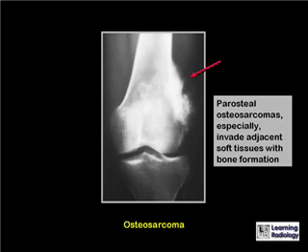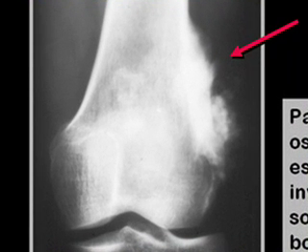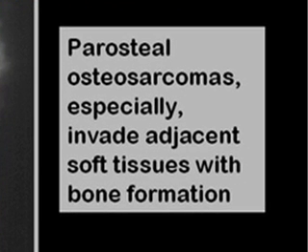This is an example of an osteosarcoma of the distal femur. You see a mass of amorphous ossification calcification that's associated with the lateral aspect of the distal femur. Paraosteosarcomas especially invade adjacent soft tissues and produce bone formation.